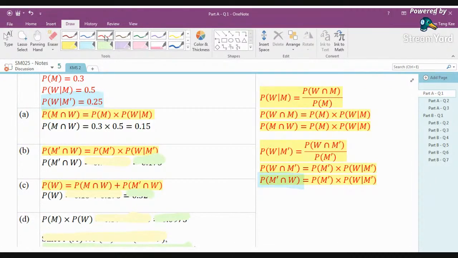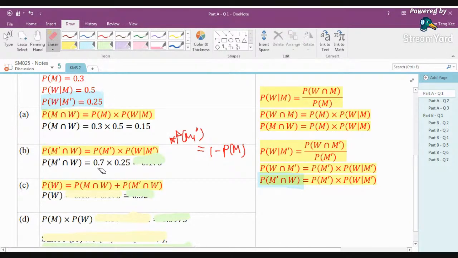And here, please take note: how do we calculate P(M prime)? P(M prime) is just equal to 1 minus P(M). In this case, your P(M) is equal to 0.3, so 1 minus 0.3 gives us 0.7. Multiply with the conditional probability 0.25, it gives us the result 0.175.